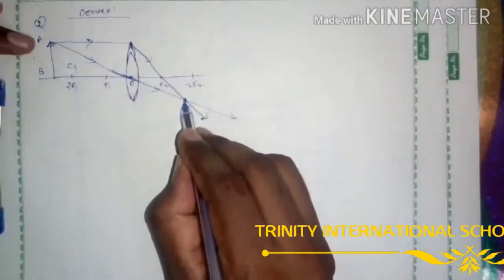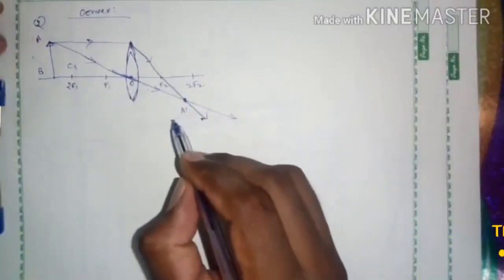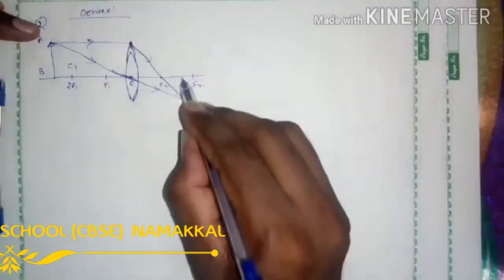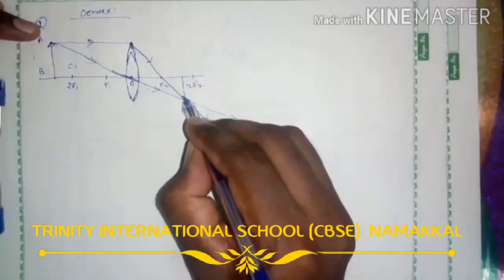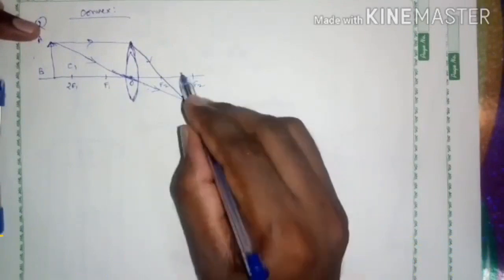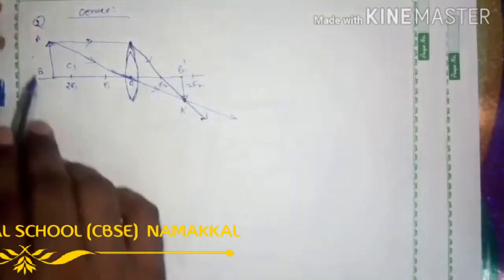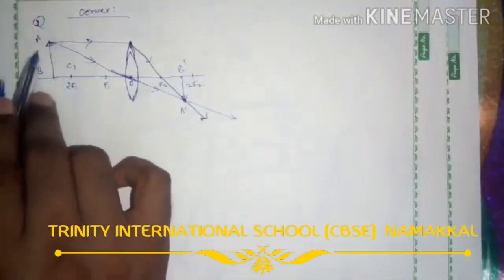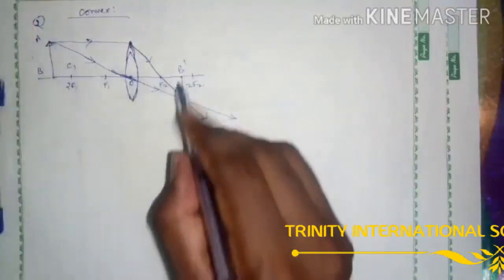So this point is A dash, that is the head of the arrow mark. And you have to draw like this. So this is the head, and this is the bottom. This is A dash, this is B dash, and this is the object. So the image of the object is like this.